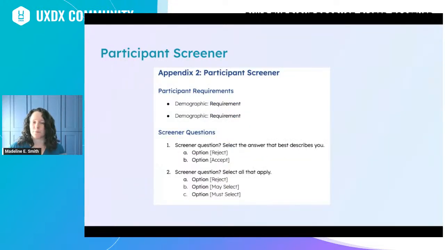Similarly, if I'm using some sort of screener survey to screen potential participants before they schedule, I might include those details in an appendix as well. Particularly if I'm using a platform with a panel to recruit participants, I might specify the different demographics and requirements of who is included and who is not eligible for this study. I might include the specific questions that they're going to be asked on that screener, something that is a single question where you're either accepted or rejected, or something that really has multiple options where they can choose. Really just detailing this information about what I'm planning to do helps make it so much easier so that everyone knows what was happening.